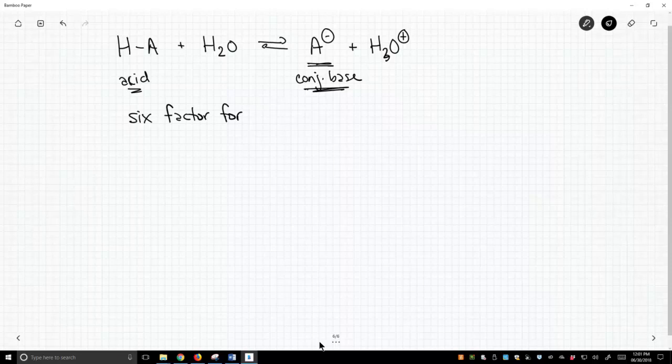for charge stability. And this isn't an official list. This is simply my list. This is the way I view this. Other people present it differently. This is the way I look at it. So six factors for charge stability.